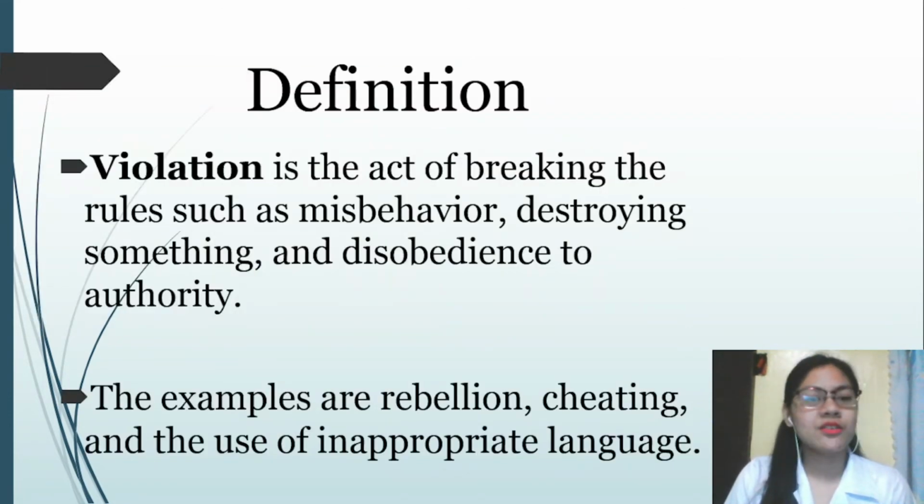From the answers earlier, we can define violation as the act of breaking rules such as misbehavior, destroying something, and disobedience to authority. And here are some examples of violation. It can be rebellion, cheating, and the use of inappropriate language. Will someone please read again the definition of violation?